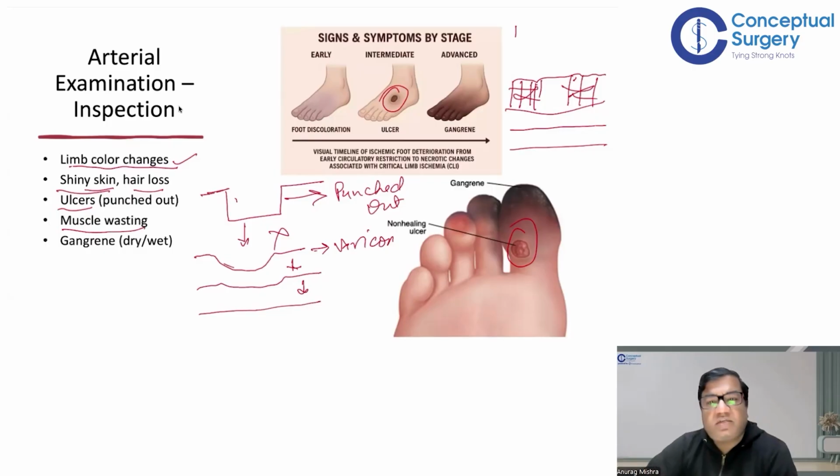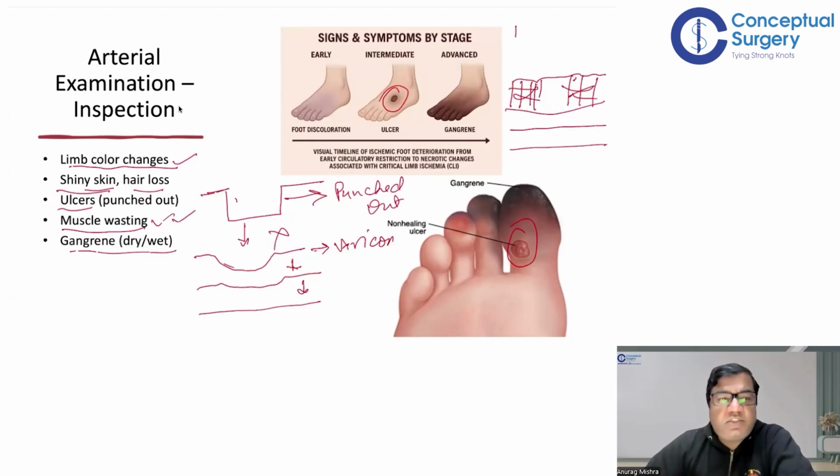Further increases the supply of muscle, which are more vascular than the skin. They start depleting and get compromised, and then muscle wasting is the result of that. Further ahead, there's proper skin loss, and there's gangrene. Okay, so that is the various things which you can see on inspection.